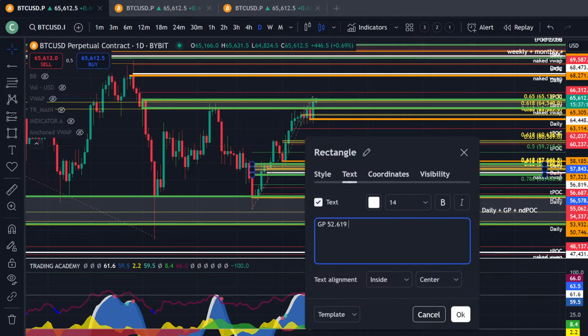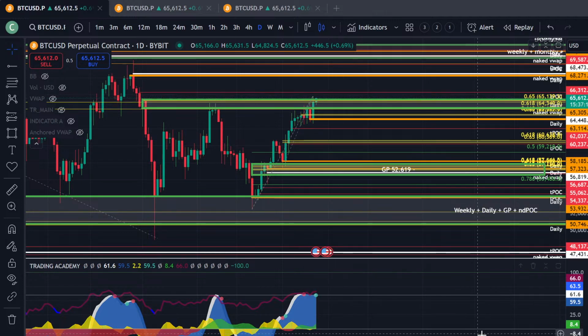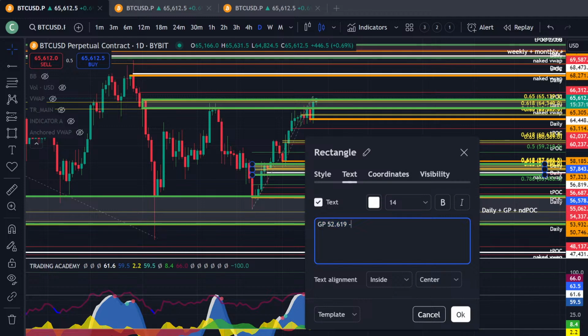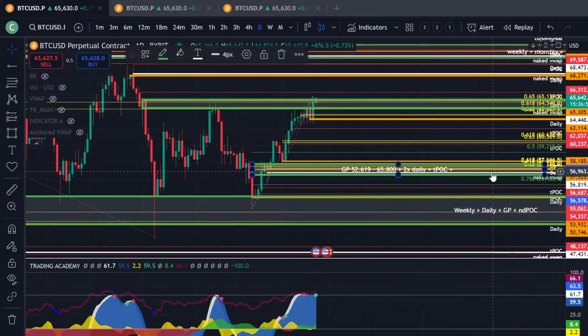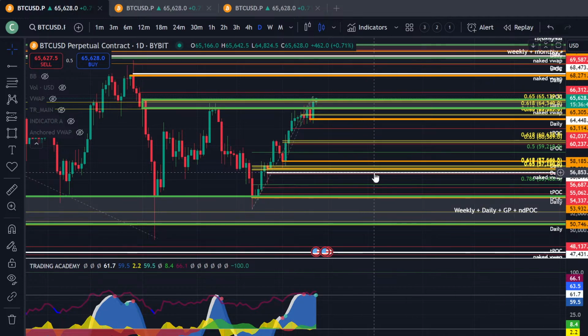52,619, because this will be developed, so 65,800. So this is that, and we have 2x daily, plus we have a TPOC, plus we also had a 796. Is it over here or what? I'm gonna move it. Golden pocket, TPOC. That was a TPOC. Yeah, so that's basically what we have in here.